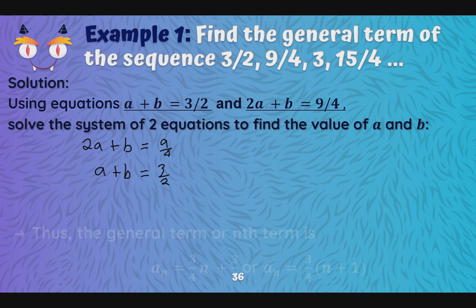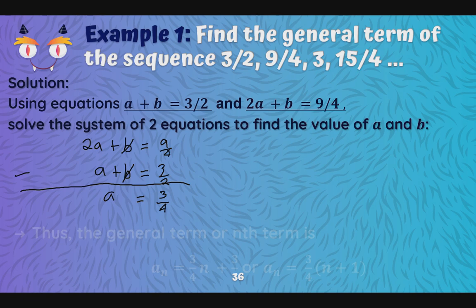Let us subtract those two equations. We will have 2a minus a is a. We cross out b because b minus b is 0. So a will be equal to 9 over 4 minus 3 halves, which is 6/4, or this will be 3/4 pala, the same as the common difference earlier. So we now have a as 3/4.